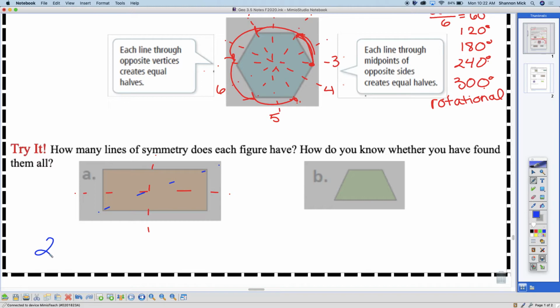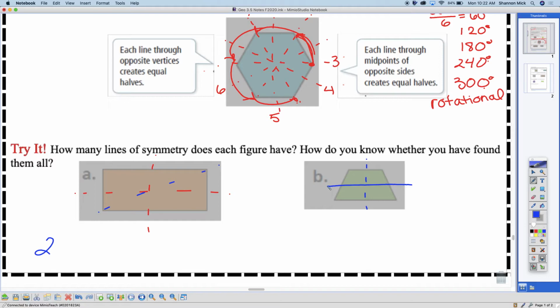Okay, what about B? There's one vertical, that's it. Why can't you go across? If I go across, the top and the bottom never match. Never mind, I got it. I have to visually think about what's happening, don't I?